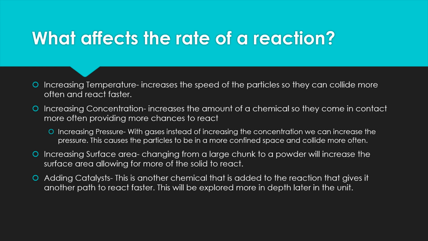Our next one is increasing surface area. By changing from a large chunk of a solid chemical to a powdered form, we increase the surface area, allowing more of the solid to react. Again, you increase that contact between the chemicals, so you're able to react more often and collide more often and react faster.